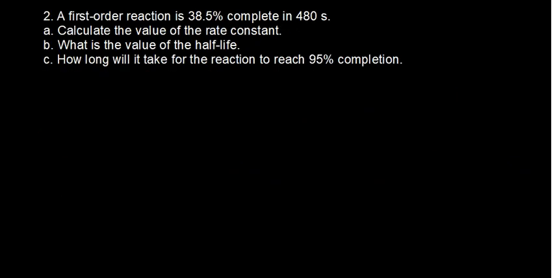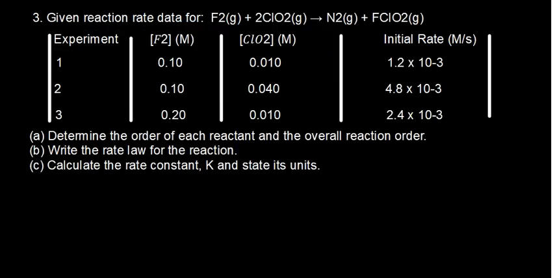Question 2. A first order reaction is 38.5% complete in 480 seconds. Calculate the value of the rate constant. What is the value of the half-life? How long will it take for the reaction to reach 95% completion?